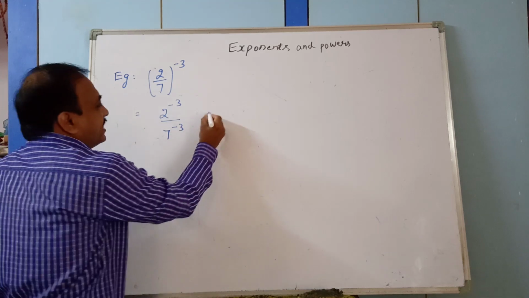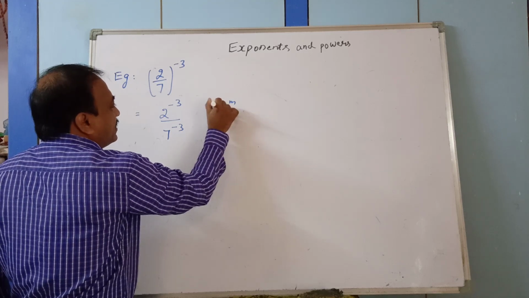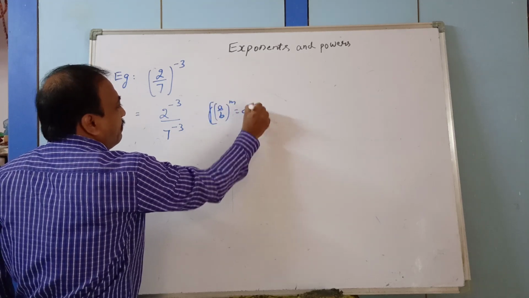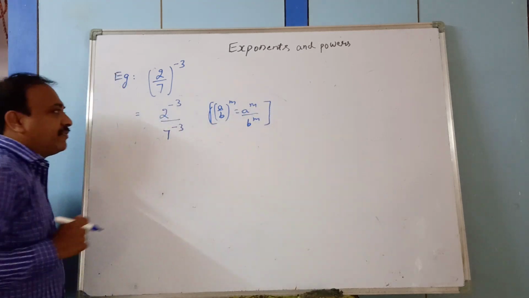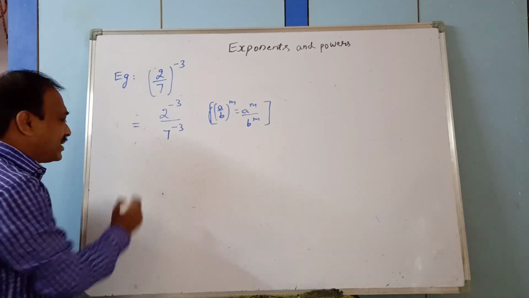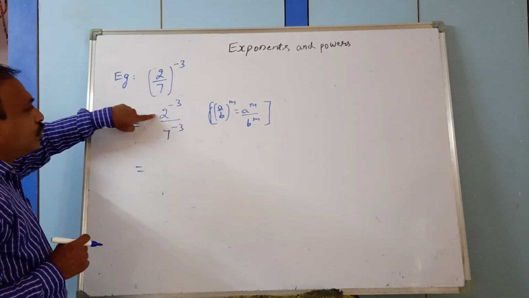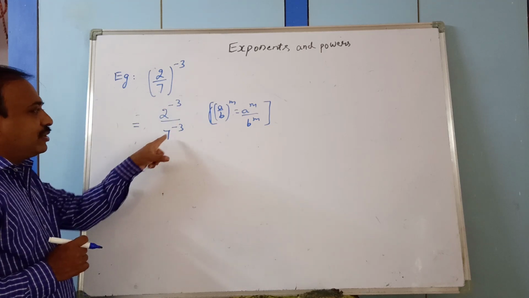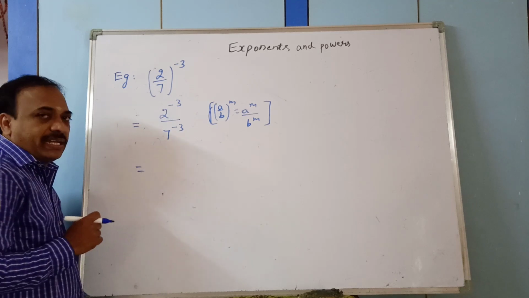The law of exponents here: a by b whole to the power m is equal to a to the power m by b to the power m. This is the law of exponents we are using here. Now you see, when you get the negative exponent, 2 to the power minus 3 by 7 to the power minus 3.